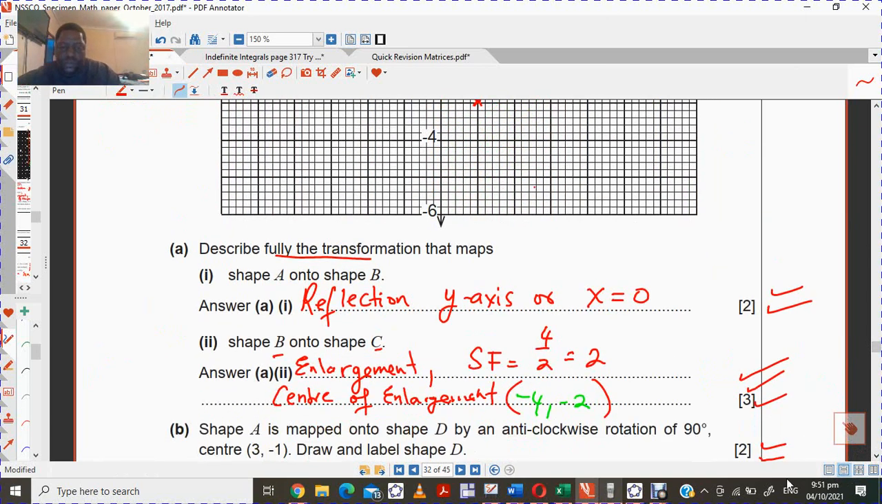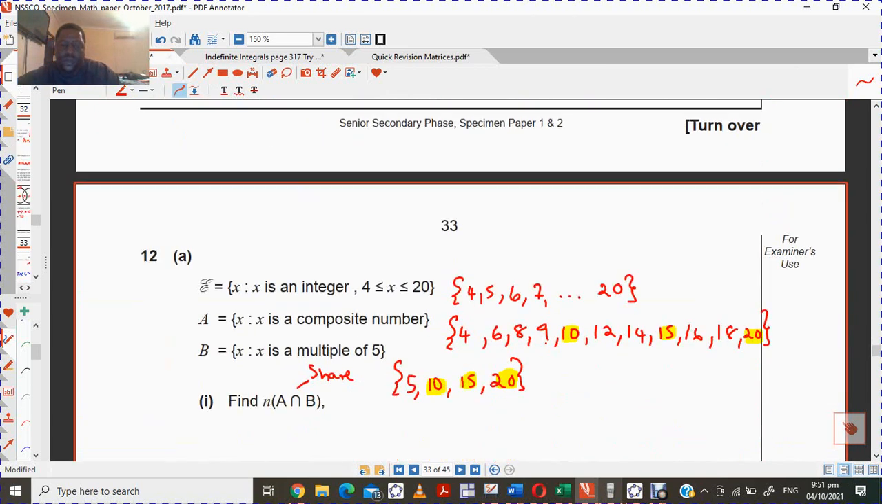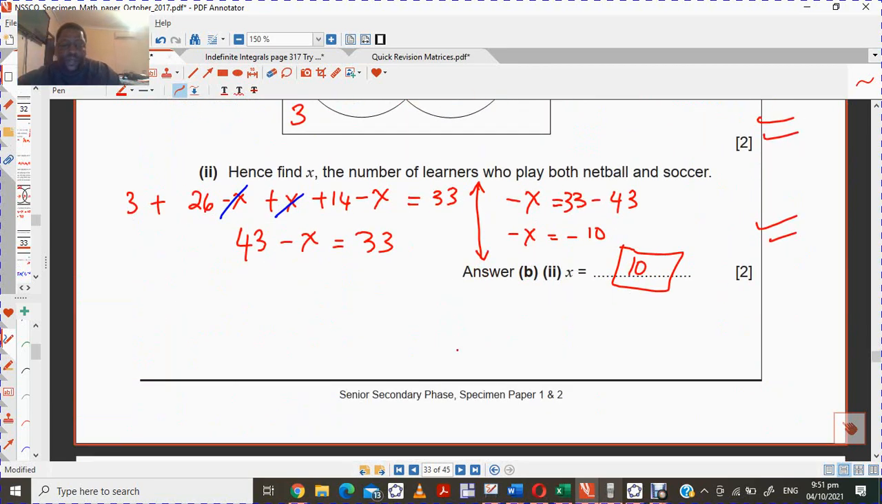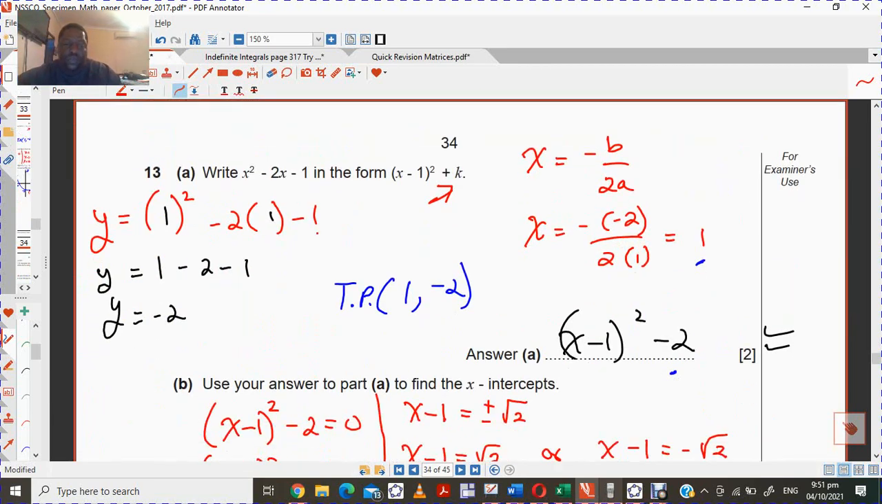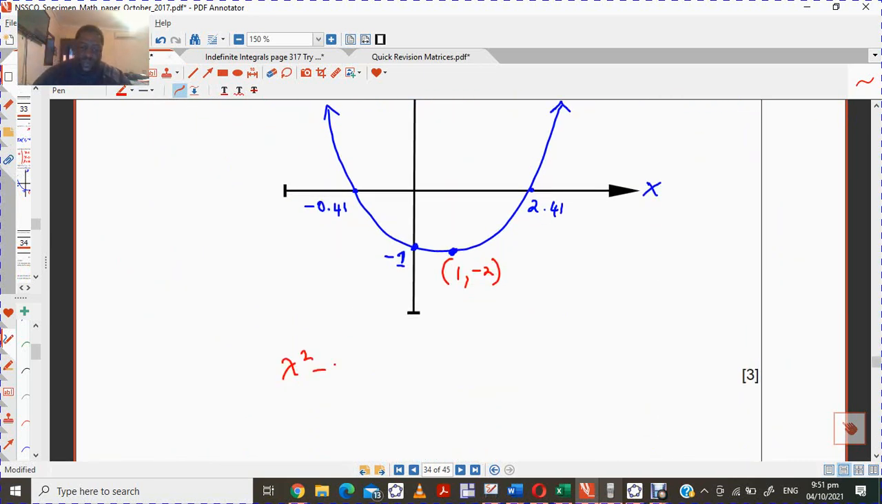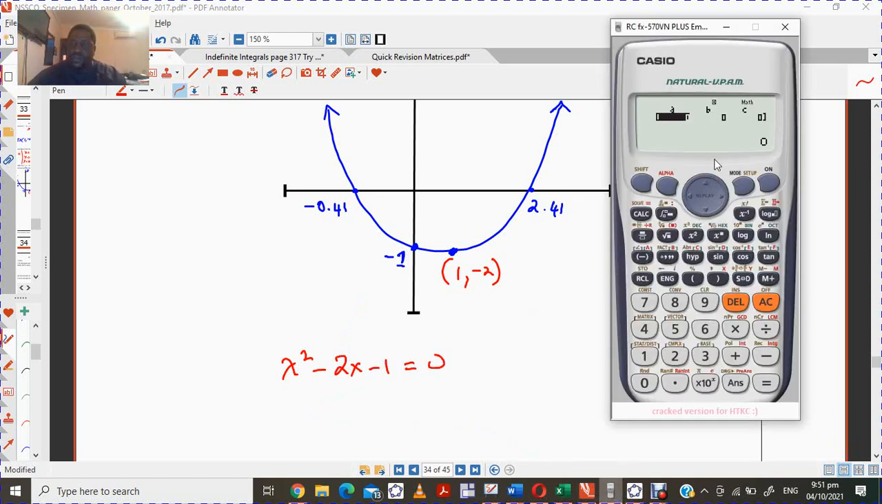Okay, let's scroll back. Hopefully not too far. Nearly done with this question paper. It's x squared minus 2x minus 1. If you let it equal to 0, this calculator can actually give you the answers.